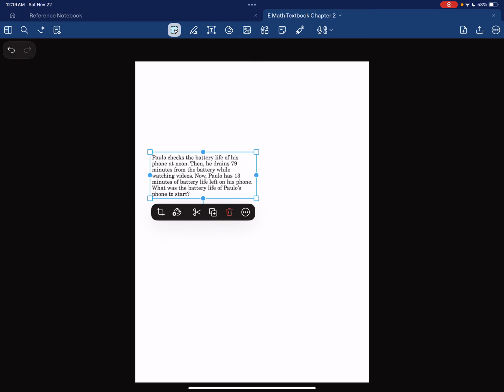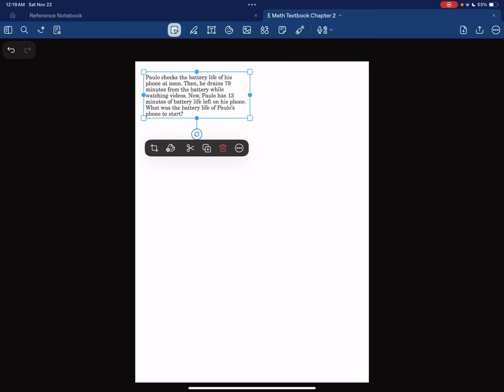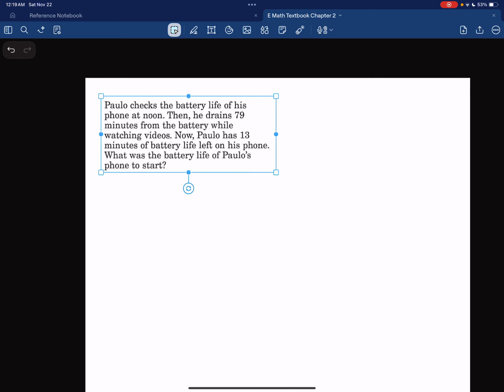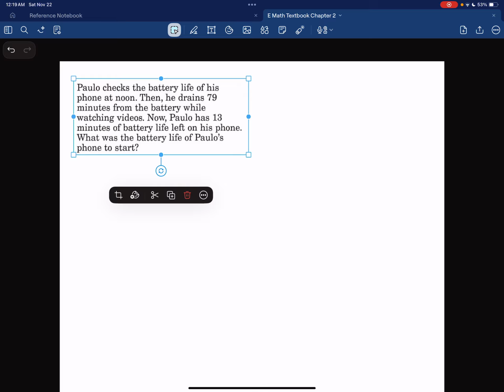All right, so here's the question, number 1. Paulo checks the battery life of his phone at noon. Then he drains 79 minutes from the battery while watching videos. Now Paulo has 13 minutes of battery life left on his phone. What was the battery life of Paulo's phone to start?